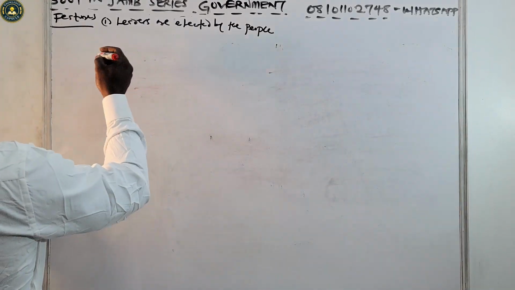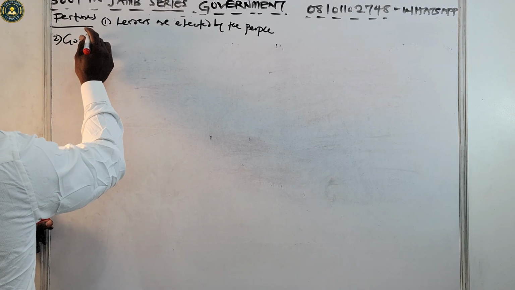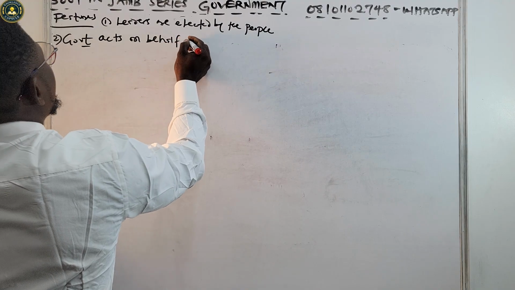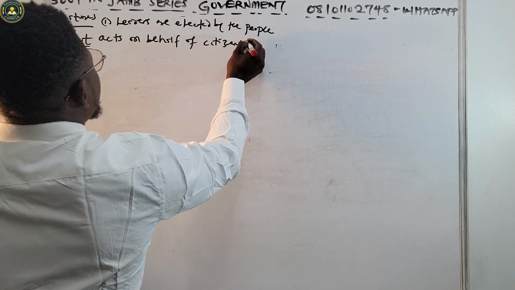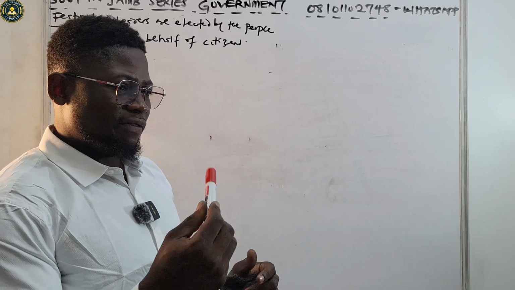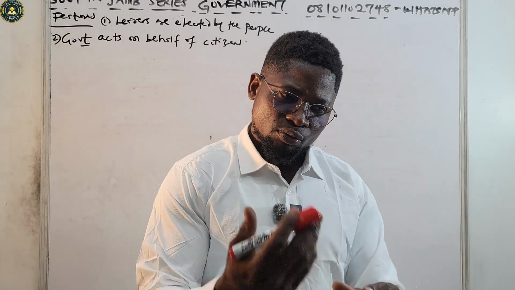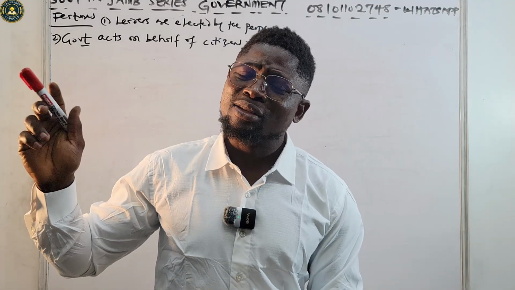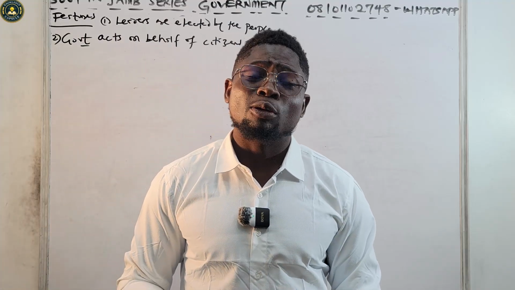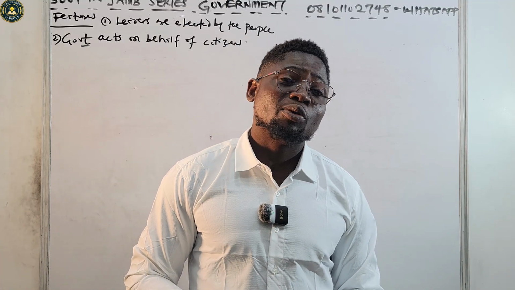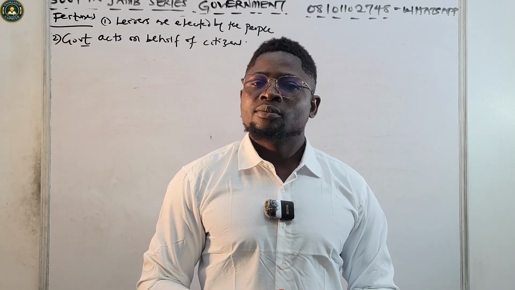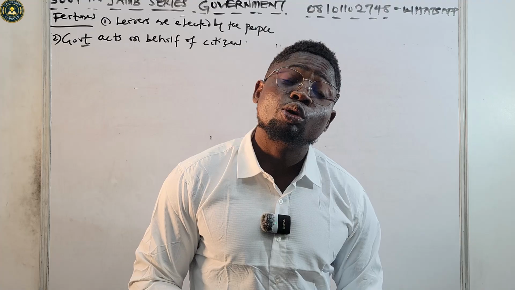Number two, government acts on behalf of citizens. Then periodically, elections will be held. Every 4 years, your tenure has expired, so we go again. In case the person you voted for before is not representing you well, you will remove him. Many of you are very stubborn. Somebody is not doing well, but because he shares rights with you, you will vote for him again.